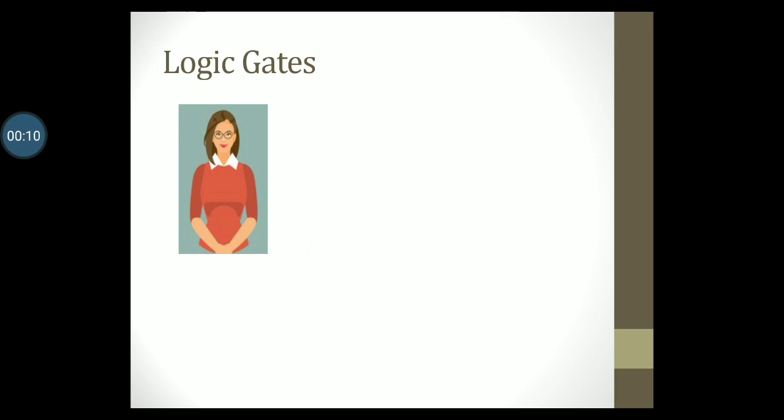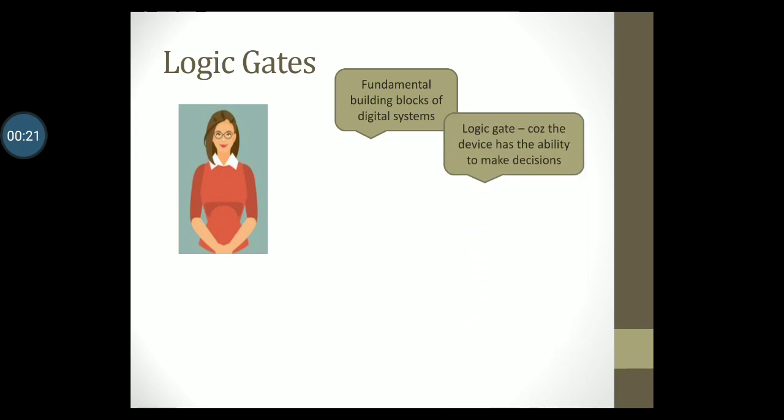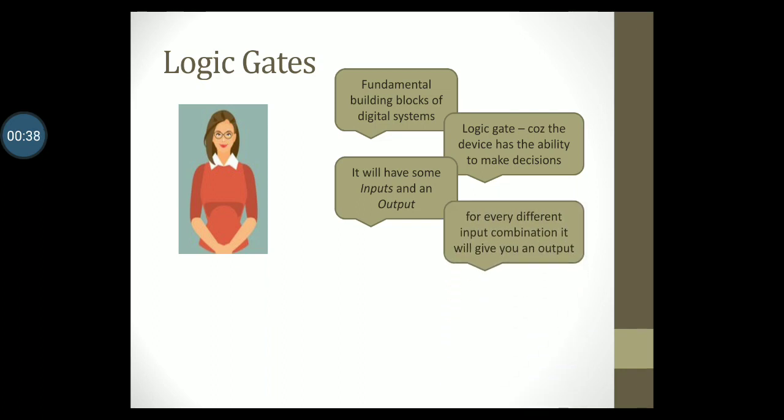In this video, you will learn about logic gates. Logic gates are the fundamental building blocks of digital systems. The name logic gate is derived from the ability of such a device to take decisions. A logic gate will have inputs and will have an output as well. When some combination of inputs is given to a logic gate, it will provide an output. So for every different input combination, it will give you an output.